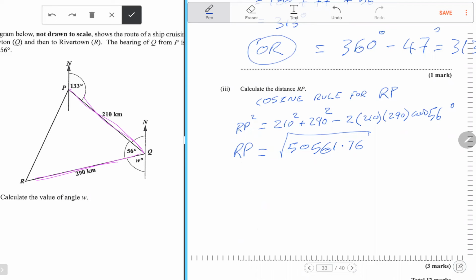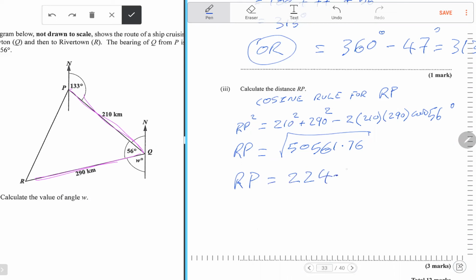Let me go again. 210 squared plus 290 squared minus 2 times 210 times 290 times the cosine of 56 equals. I'm not getting what you guys got. Square root of the answer. I'm getting 113 kilometers. I'm getting 224. Sir, that means you get 224.85.